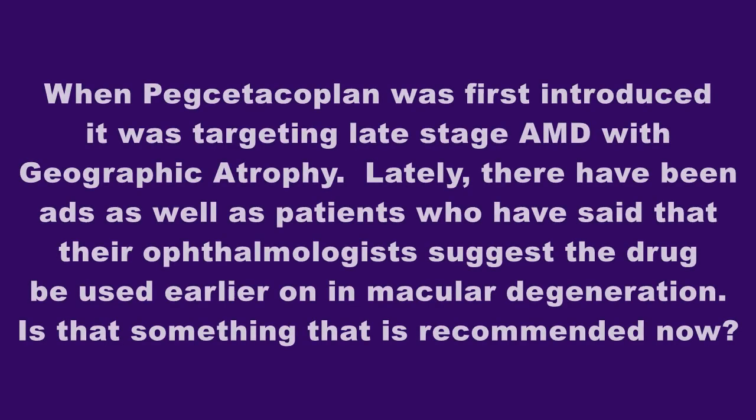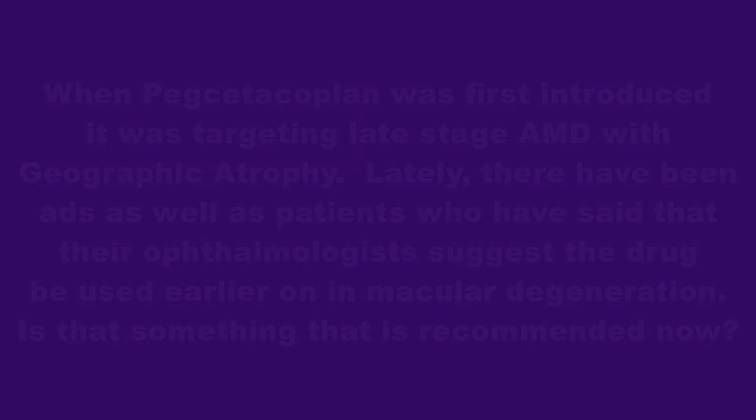When pegcetacoplan was first introduced, it was targeting late-stage AMD with geographic atrophy. Lately, there have been ads as well as patients who have said that their ophthalmologist suggests the drug be used earlier on in macular degeneration. Is that something that is recommended now?